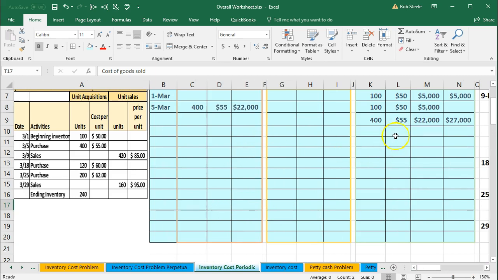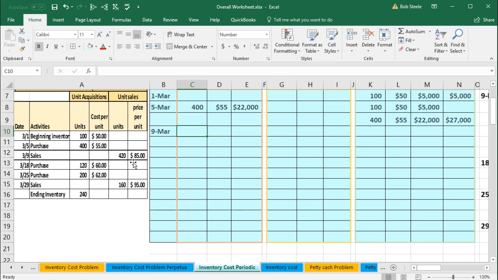All right, next one. We're going to make sure to skip a line. We want to be on the next row here, and that's going to be on 3.9. 3.9, we made a sale of 420 at $85. So we're purchasing them for $50 to $55. We're selling them for around $85 each.